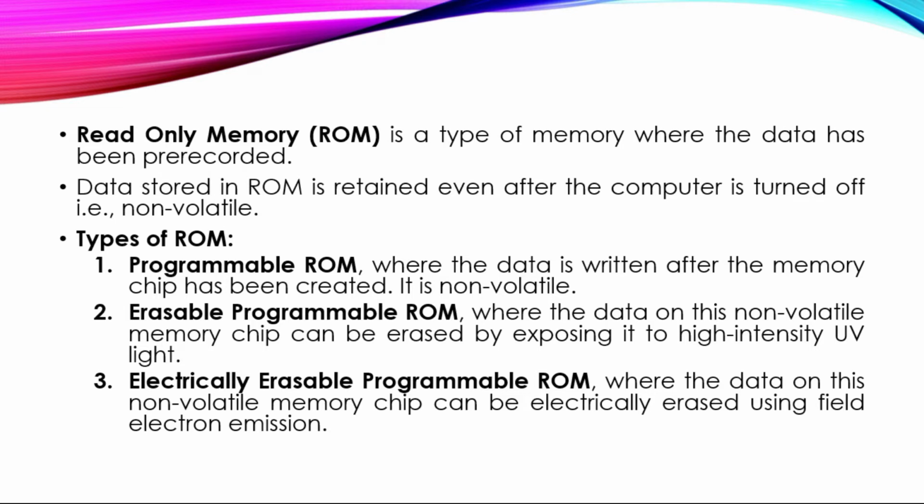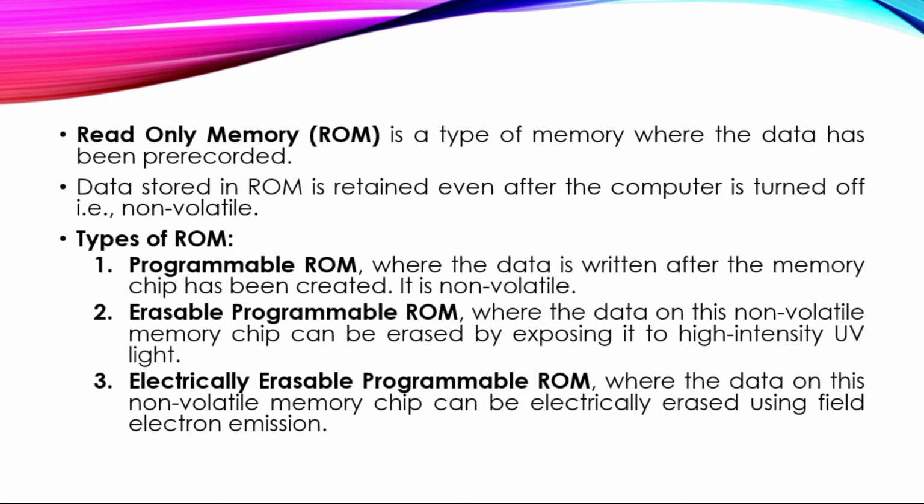Second is erasable programmable read-only memory, that is EPROM, where the data on this non-volatile memory chip can be erased by exposing it to high intensity UV lights. Second type जो है erase कर सकते हैं, whatever program we have written on that chip can be erased. But how can we erase it? We can erase it by exposing it to UV lights.